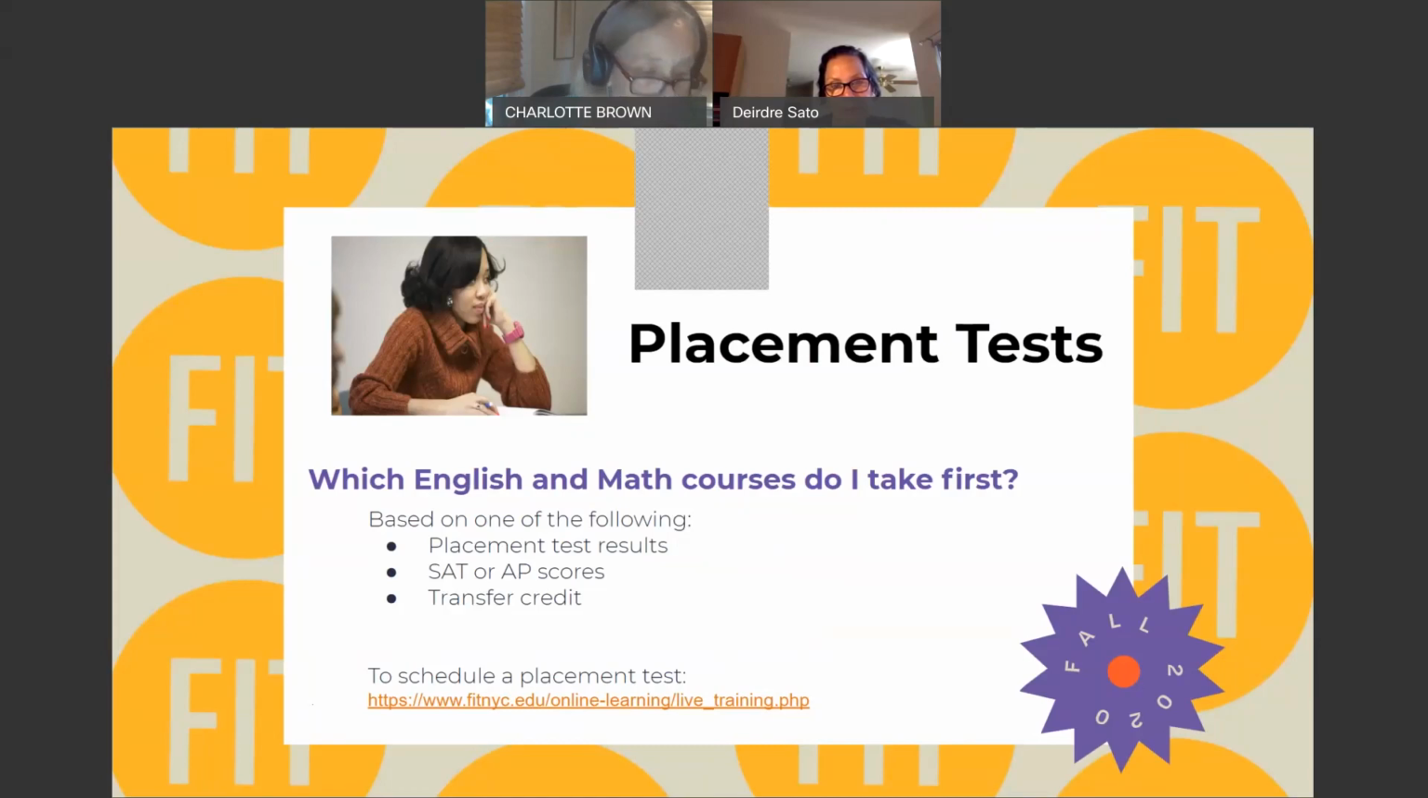Anyway, if you need to take the placement test, they're being offered remotely, and the link to make the appointment is here at the bottom of the slide. If you have questions about whether or not you need to take the placement tests, you can contact the Academic Advisement Center or the Office of the Dean of Liberal Arts. And you'll see the contact information for both those departments a little bit later on in this presentation.